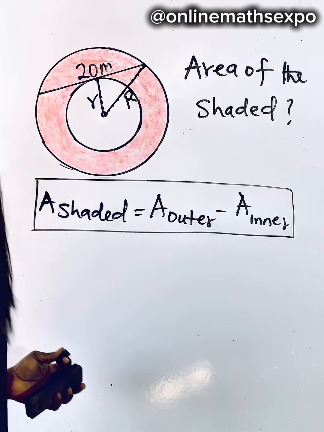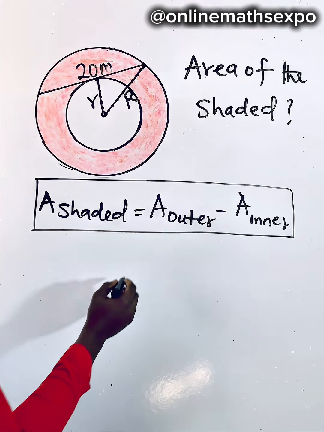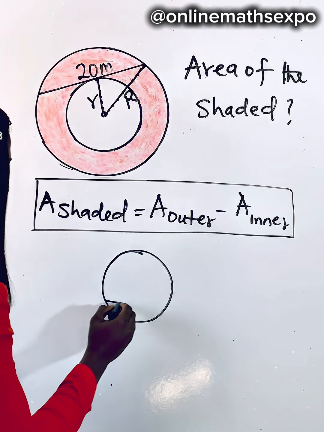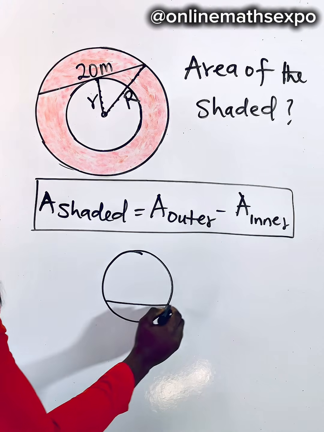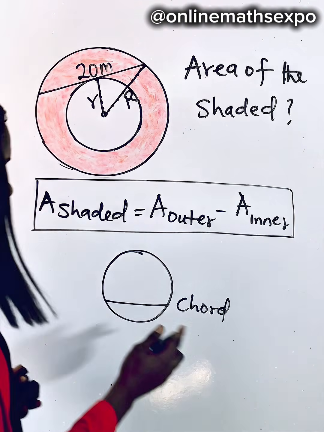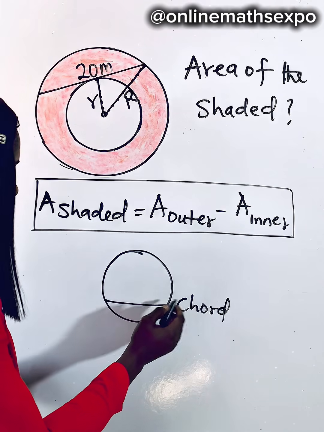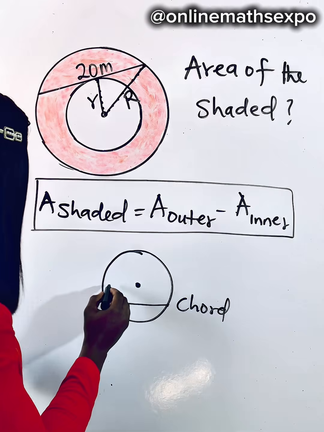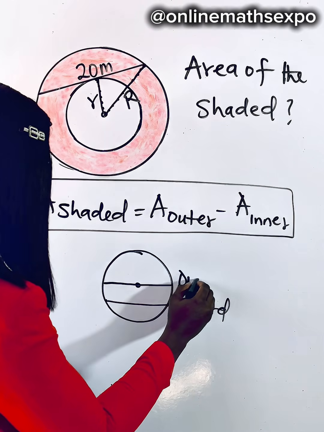Now, what else do we need to know? Remember that each time you draw a circle and there is a chord drawn, this line is what we call a chord. A chord is a line that runs from one part of the circumference to the other, but it does not pass through the center. If it passes through the center, we call it the diameter.